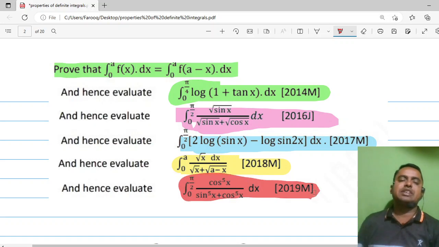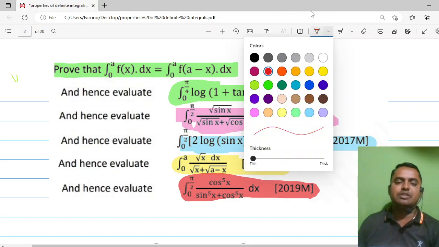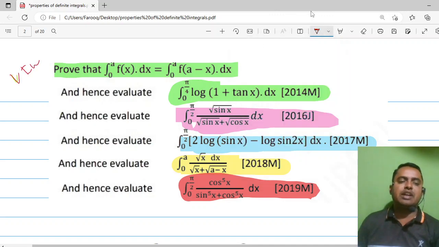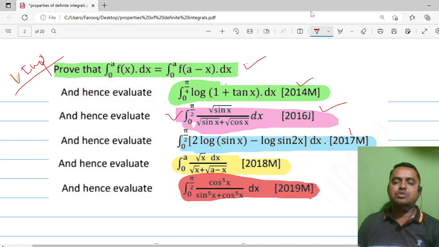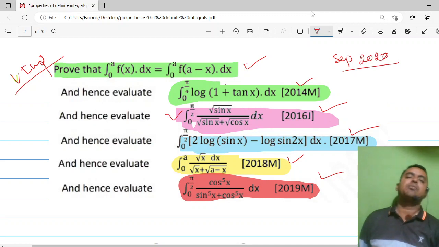I hope you are getting what I am saying here. You can imagine how important this property is. This is a very important property for your examination, the first and most important property. This property was asked in March 2014, this problem in March 2016, March 2017, March 2018 and March 2019, and in September 2020 the same property has also been asked.